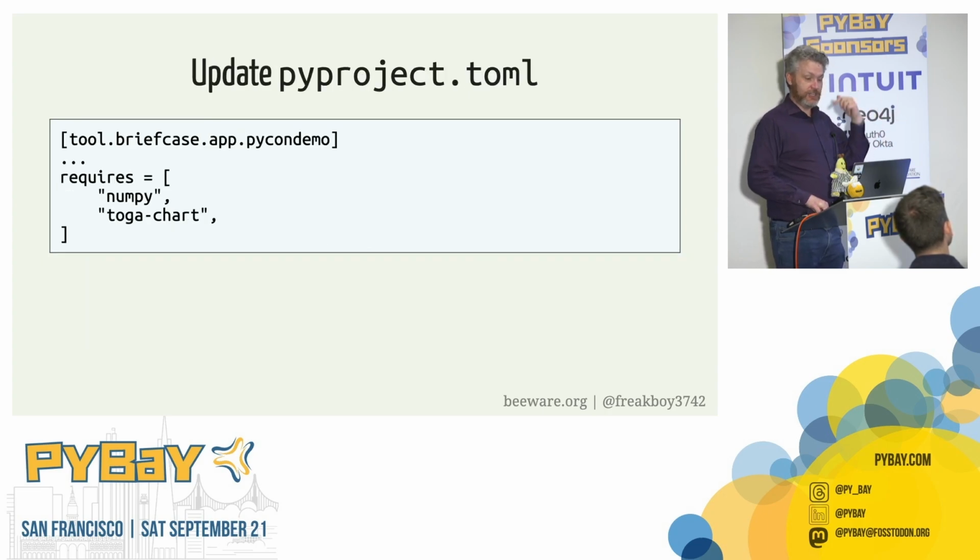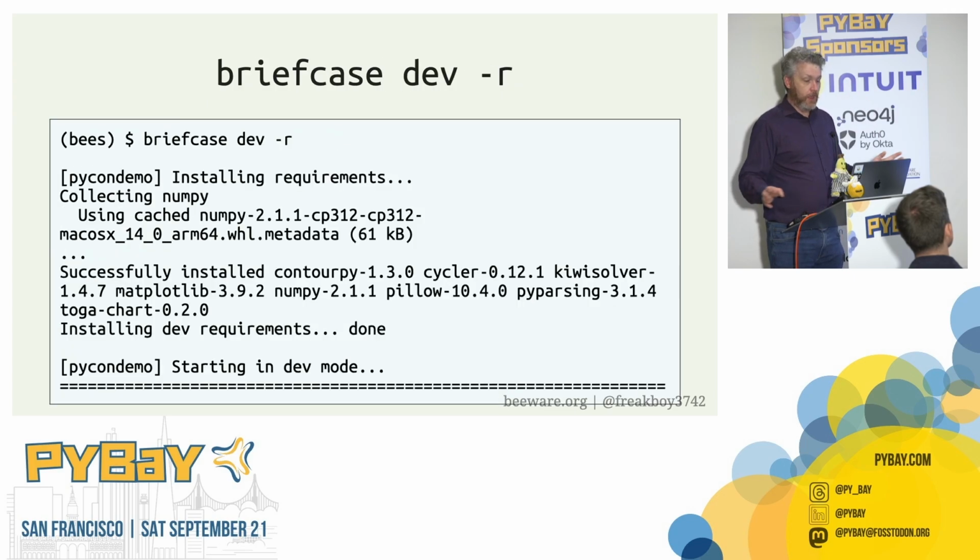The app section declares our requirements. We need both NumPy and Toga chart. Toga chart then in turn specifies a requirement on matplotlib, so that will be installed as well. I'm using a bare package name here, but again, I could have used a version specifier, a git URL, a wheel file, a local file system reference. So save those changes, and we now run briefcase dev -r. The -r is needed because our requirements have changed, so we need to say, okay, go and actually reinstall all of our requirements.